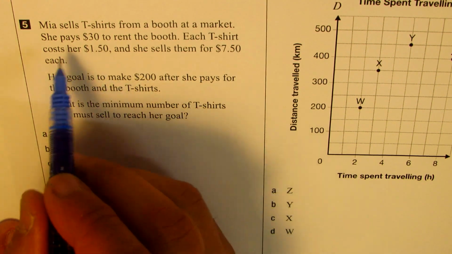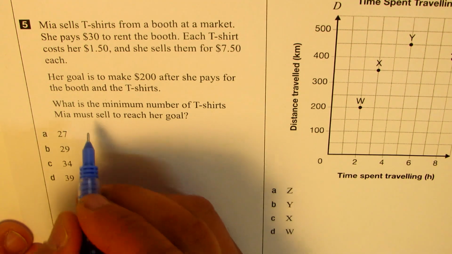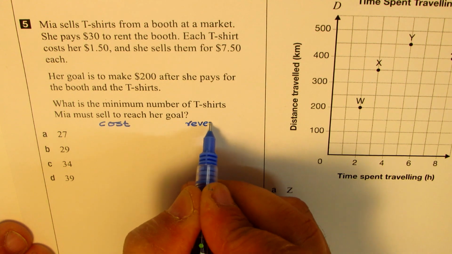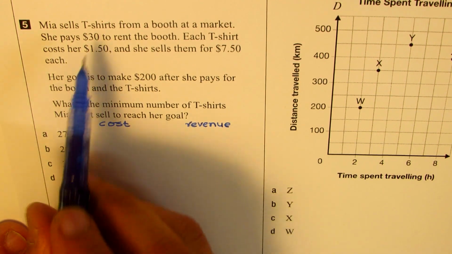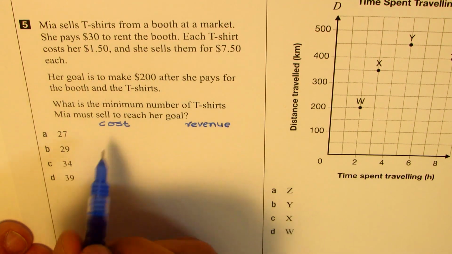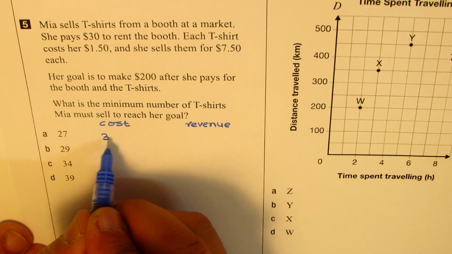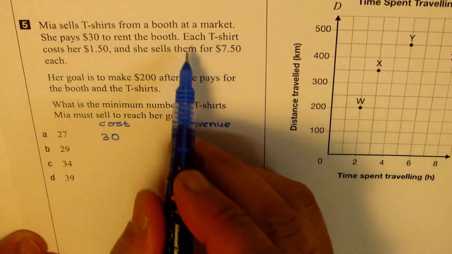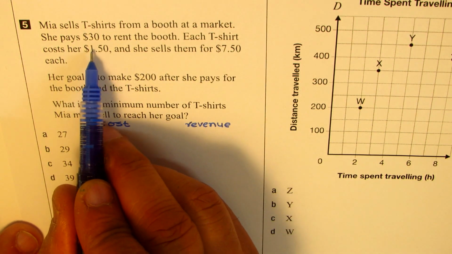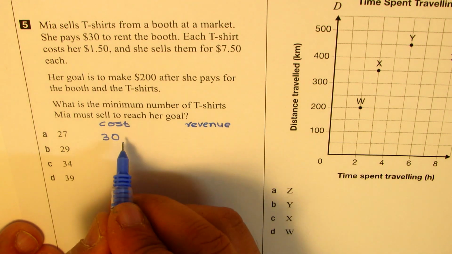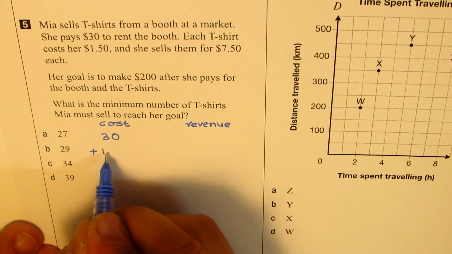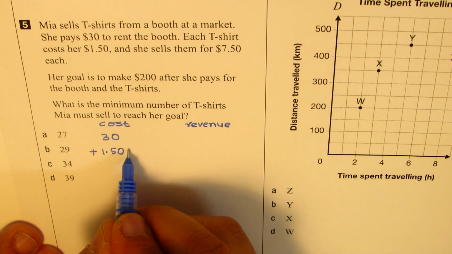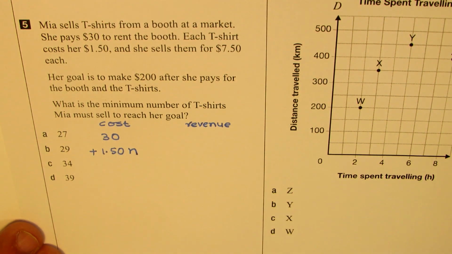So let's talk about the cost and the revenue, right? So let's say what is the cost here and what is the revenue. The cost is she pays $30 for the booth. So that is a fixed cost, 30, right? And then each t-shirt costs her $1.50. So plus $1.50 for each t-shirt. Let's call that number N. So that becomes the cost, right?